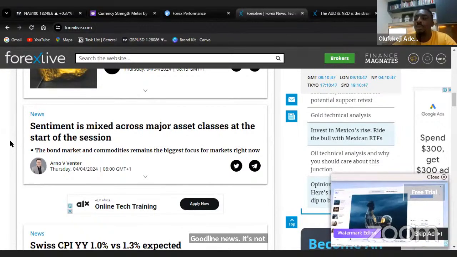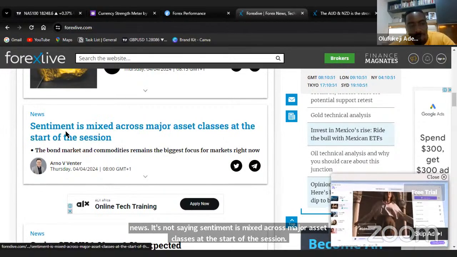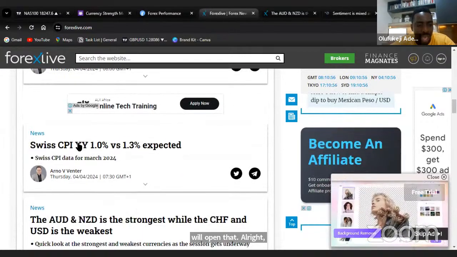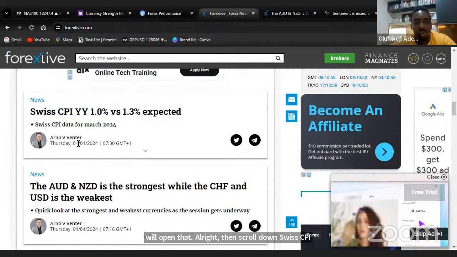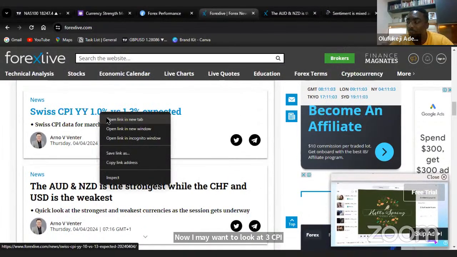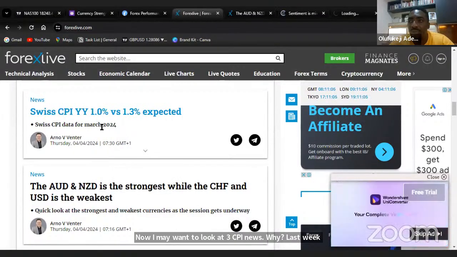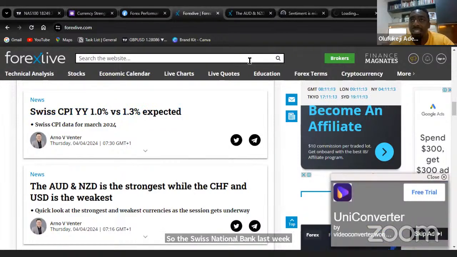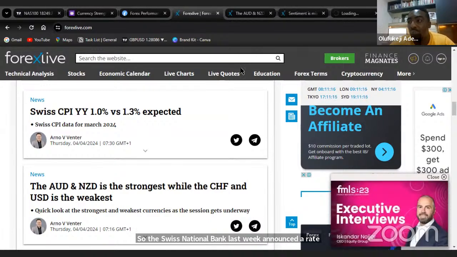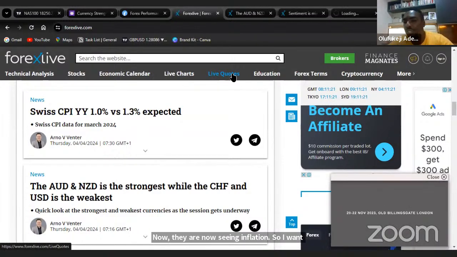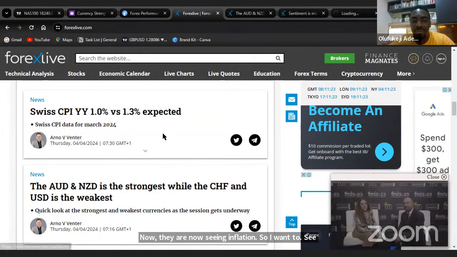I'll open that because sentiment is indeed mixed. All right. Then scroll down, Swiss CPI. Now, I may want to look at Swiss CPI news. Why? Last week, news came out on the SNB with regard to rate cuts. So the Swiss National Bank last week announced a rate cut, and that gave some sell-off to the Swiss franc. Now they are now seeing inflation. So I want to see what that will do with regard to CHF sell-off.